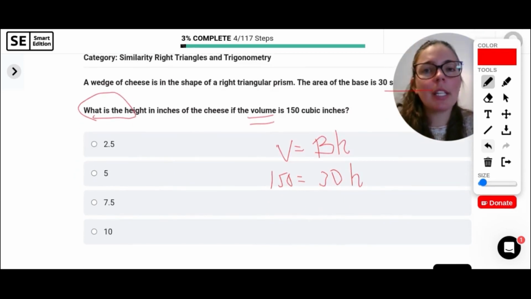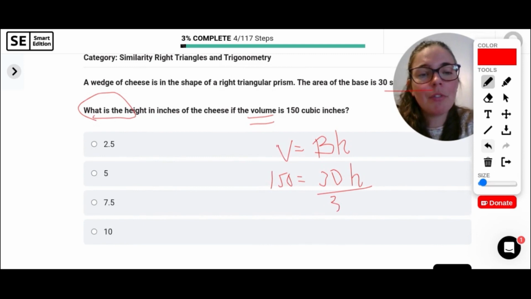Now, a very important skill in the GED is being able to solve for what we are missing, solve for the unknown. So in this case, 30 times H, we need to divide each side by 30 to find the height. So the height would have to equal 150 divided by 30, which is 5.